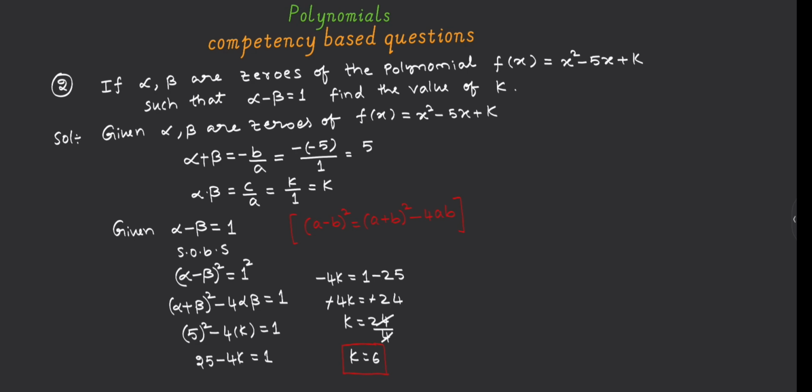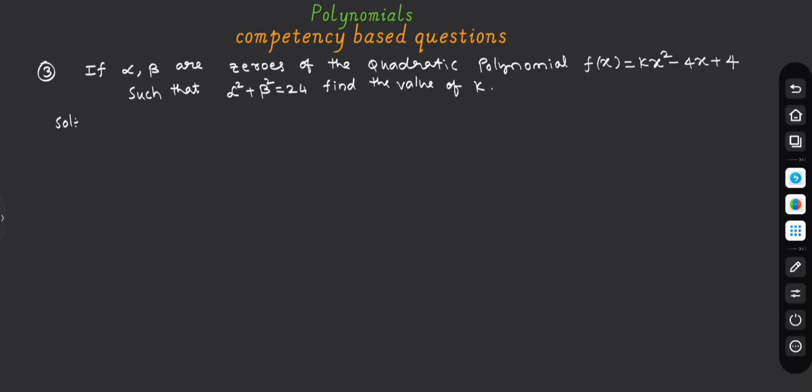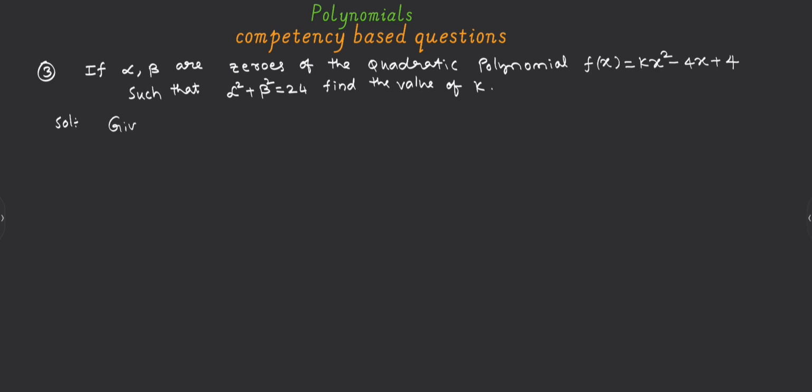Now let's see another problem. This is another competency based question in polynomials. Here again zeros of the polynomial are given as alpha comma beta. So you write given: alpha comma beta are zeros of f of x is equal to kx square minus 4x plus 4.